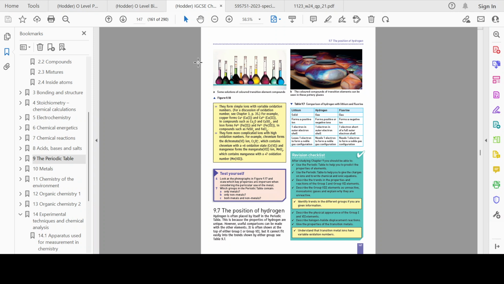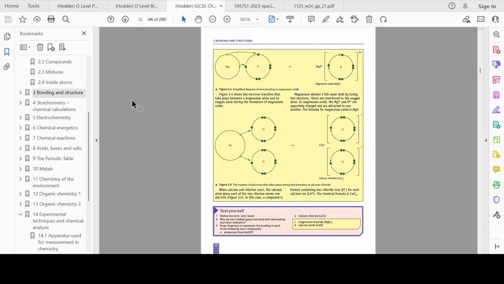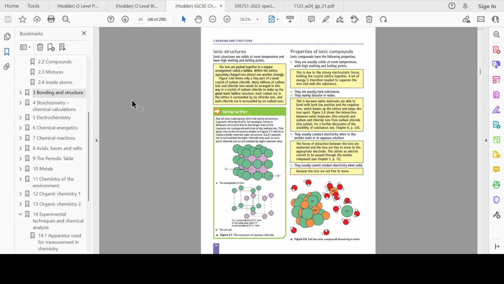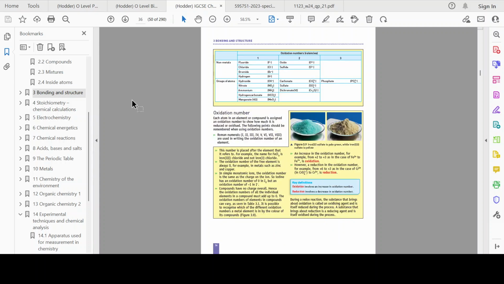It's in bonding and structure. Yeah, this is the problem I'm having, recalling exactly which chapter has that bit of information. It's obviously here. Oxidation number.